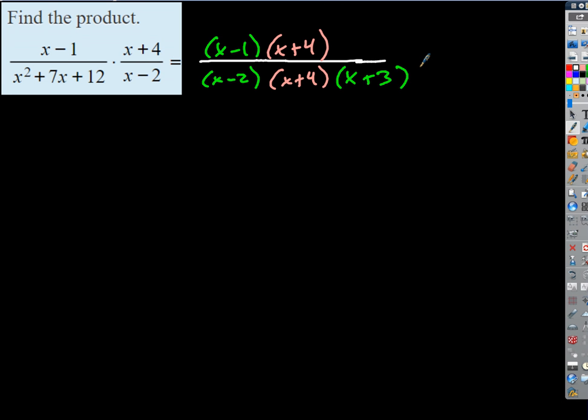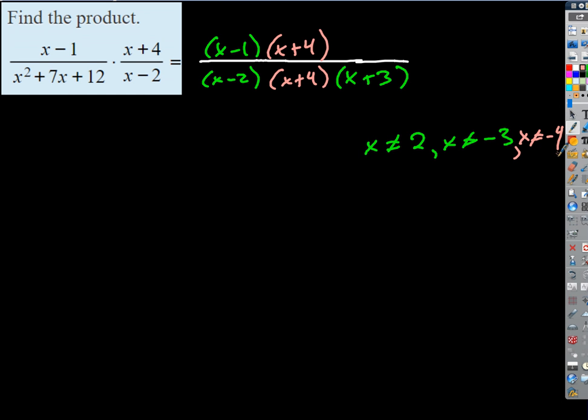So what values need to be excluded? We can just start with that. Negative 4, negative 3. So x cannot equal negative 4. x cannot equal negative 3. And negative 4. x cannot equal negative 4, right? Yes. There we go.